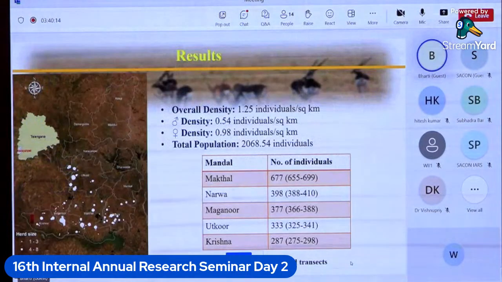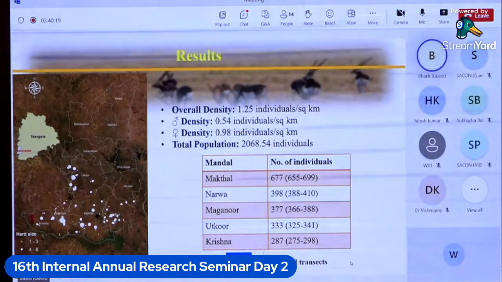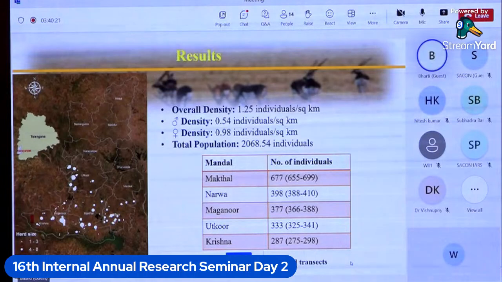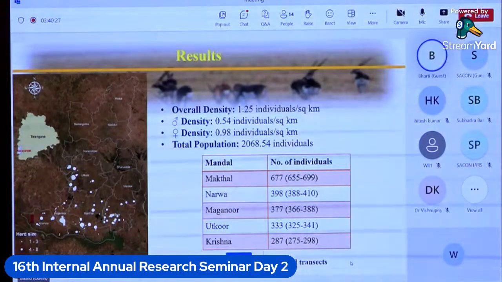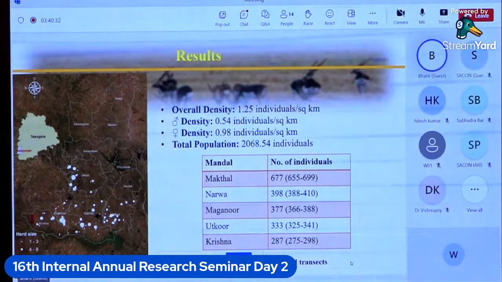The preliminary results of the study show that the overall density of all individuals in the affected mandals was 1.25 individuals per square kilometer. For males, it was 0.54 individuals per square kilometer. For females, it was 0.98 individuals per square kilometer.